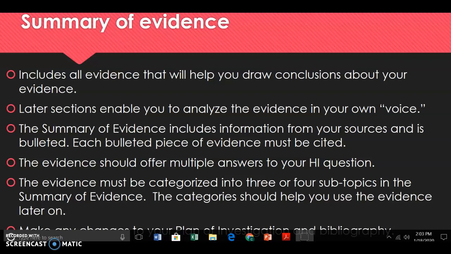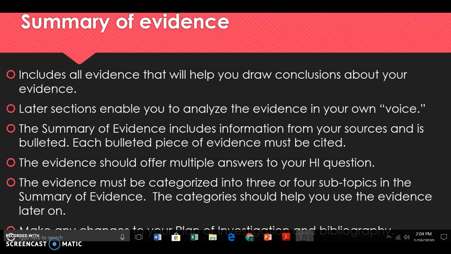Later sections, including an analysis section, will give you a chance to interpret the evidence. Again, this section, the summary of evidence, does not include your voice, what you think about the evidence, or what the evidence means in terms of your question. That is later. This is just literally the evidence, straight in front of you, so it's set up for you to use later on.